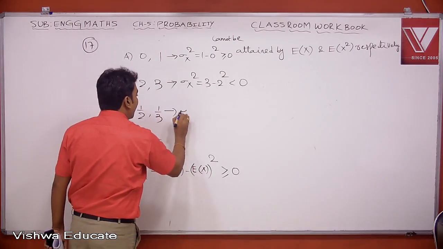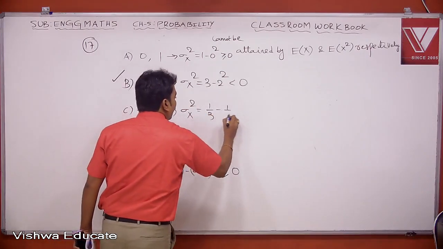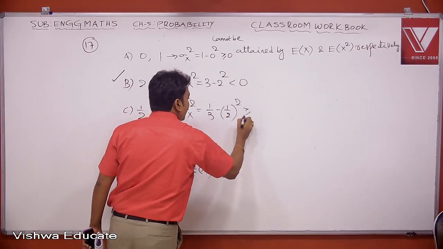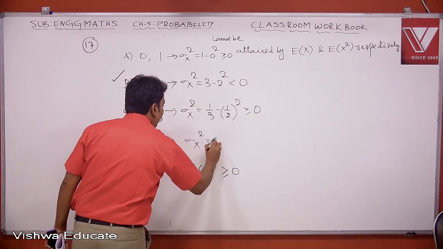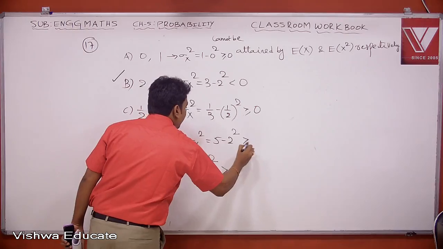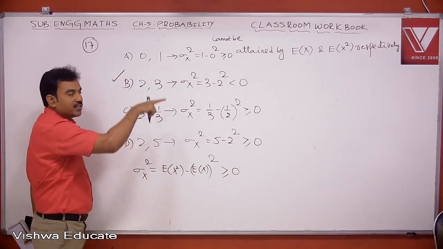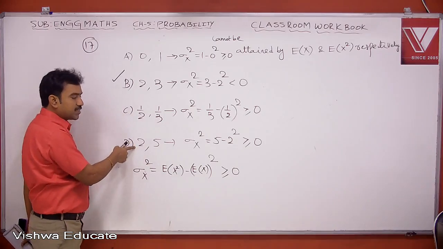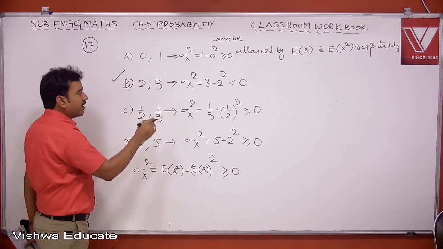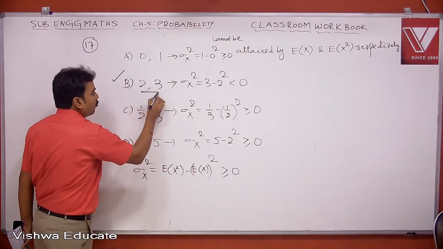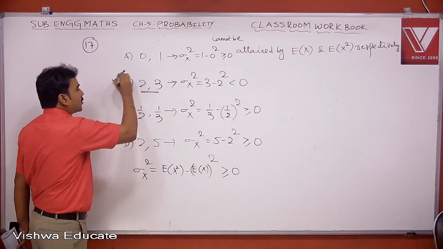In this case, my variance sigma x square is 1 by 3 minus 1 by 2 whole square. This is greater than or equal to 0. In this case, the variance sigma x square is 5 minus 2 square. This is also non-negative. So in option A, we were getting non-negative variance. Here also non-negative. But only in case of option B, we are getting negative variance. Therefore, these two values should not be E of x and E of x square. So the required answer is B.